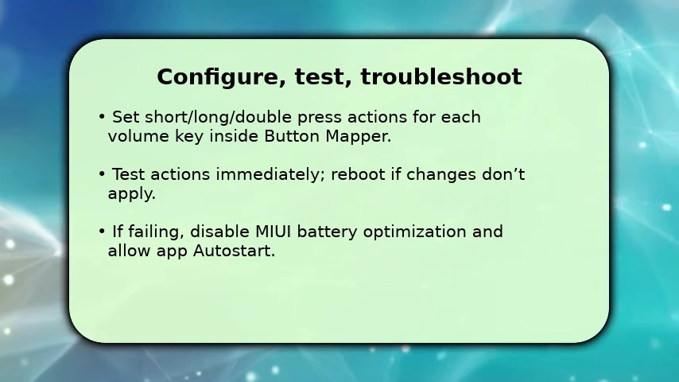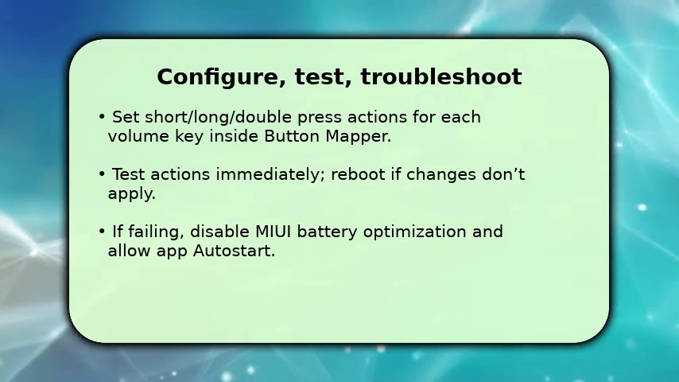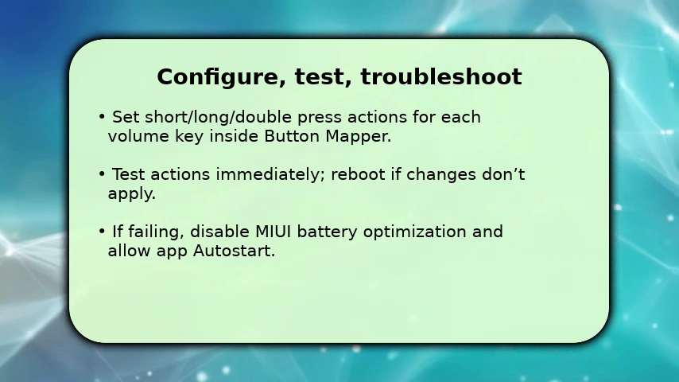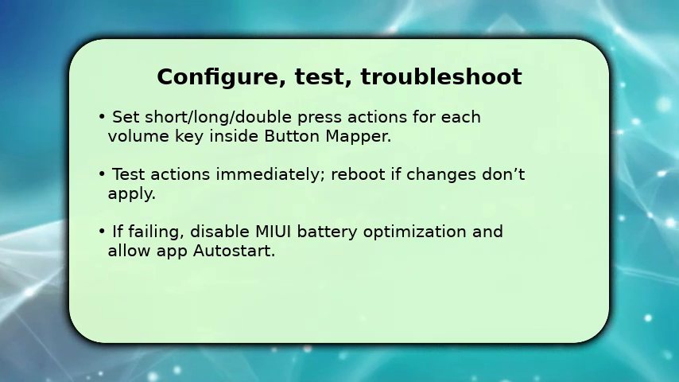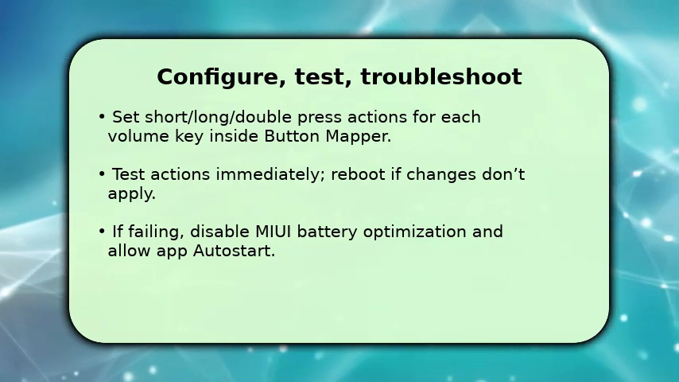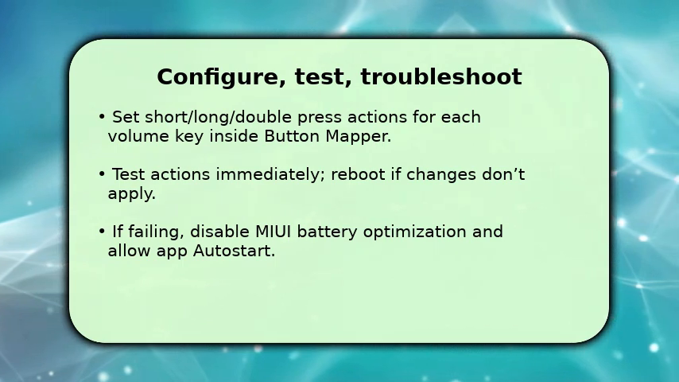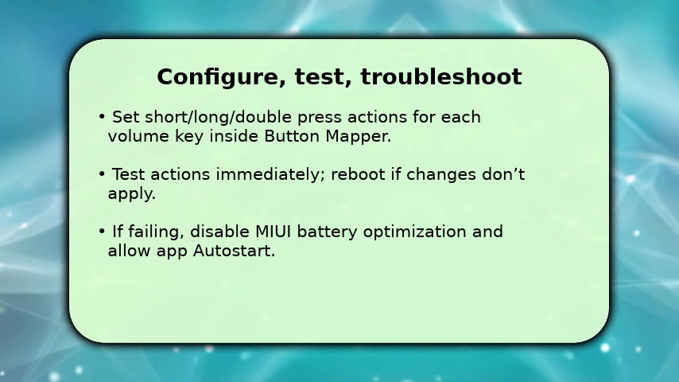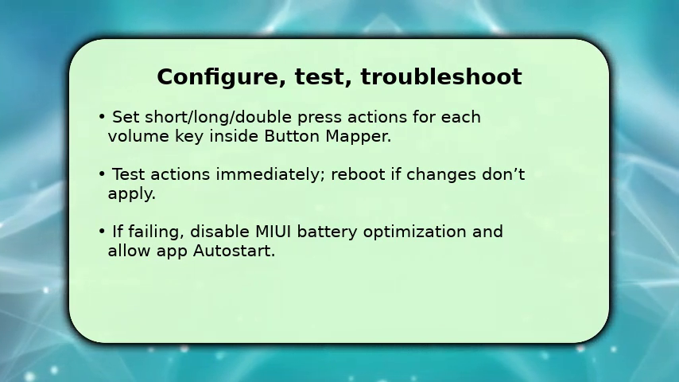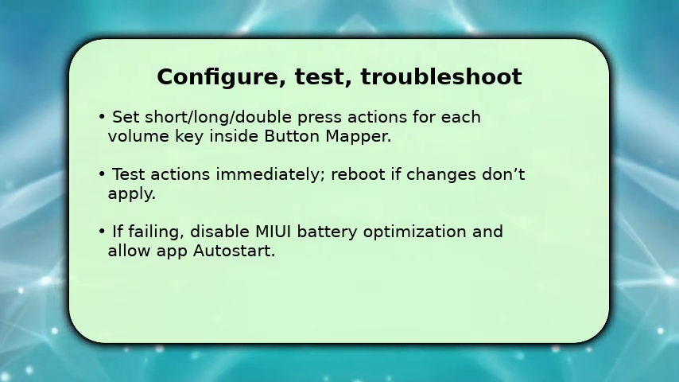After saving, test every mapping. If something won't trigger, reboot the phone and test again because MIUI sometimes delays secure setting application. If remapping still fails, make sure Button Mapper is excluded from battery optimization and allowed in auto start. This single troubleshooting step resolves most MIUI interference issues.